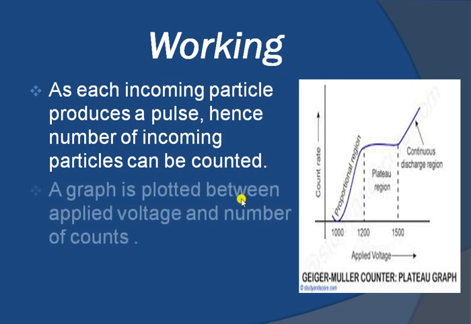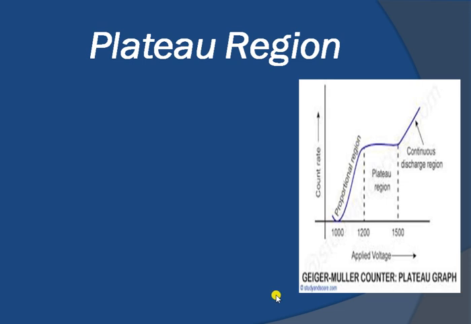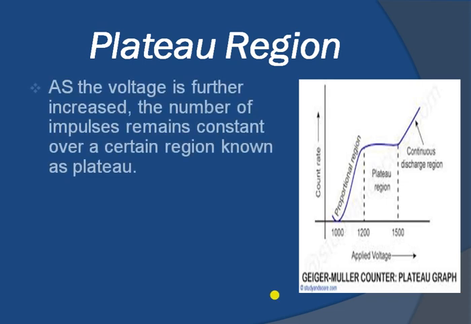A graph is plotted between applied voltage and counting rate, which can be called the number of counts. Below 1000 volt, there is no discharge. Now the most important part of the GM counter is the plateau region. As the voltage is further increased, the number of impulses remains constant over a certain region known as the plateau region, as shown in the figure. This portion is called the plateau region of the GM counter.